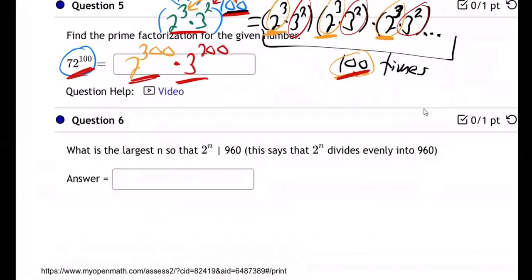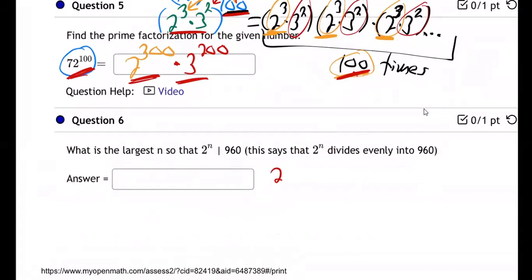Number 6, what is the largest n? So that 2 to the n, you get this straight line here. It's kind of weird looking. And I give you some words here. This says 2 to the n divides evenly into 960. That's what that straight line is.